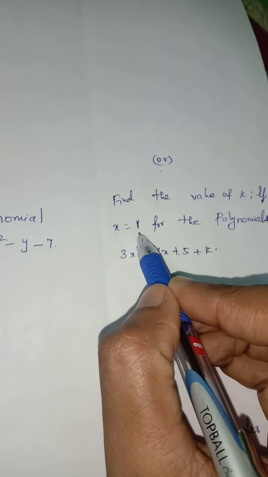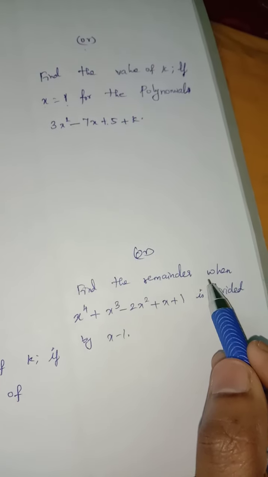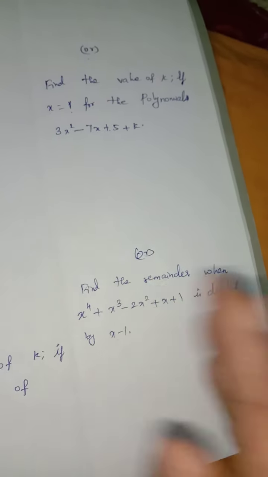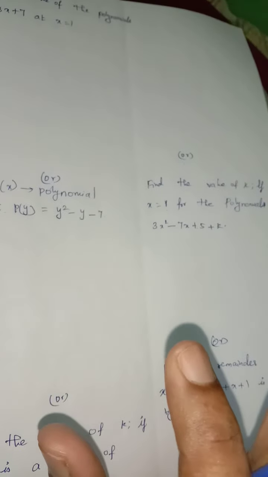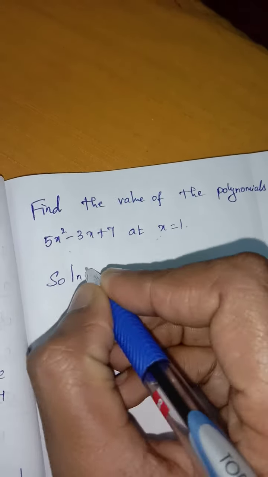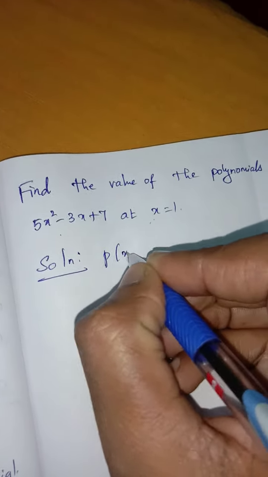Instead of giving like this, they will give the value of x directly here, or ask to find the remainder when it is divided by like this. For all these types, we just substitute the value of the variable in the polynomial and find the value. That's all, very simple. So always take the given polynomial as p of x.